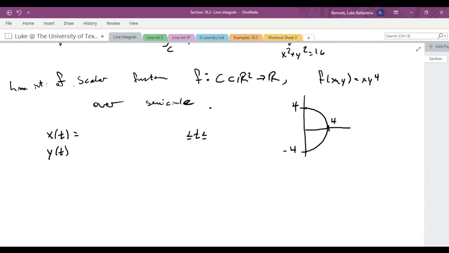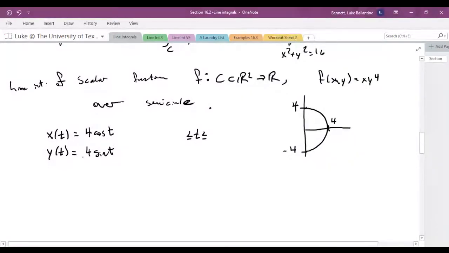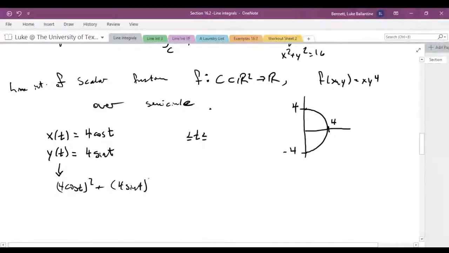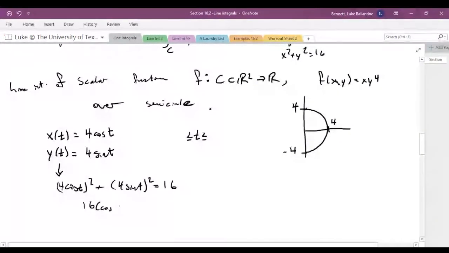But with this one, we have the sum of the squares equals 16. So we're going to have 4 cosine t, 4 sine t. Why does this work? Well, if I plug it into x squared plus y squared, I would get (4 cosine t) squared plus (4 sine t) squared equals 16 times cosine squared t plus sine squared t equals 16. We have 16 equals 16.